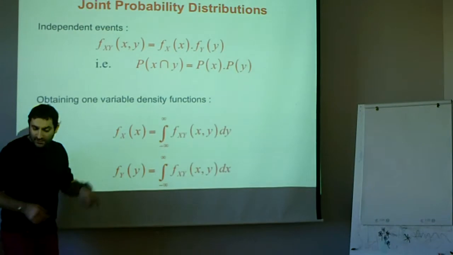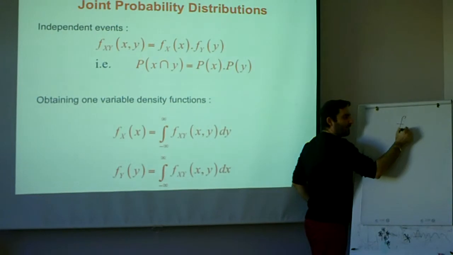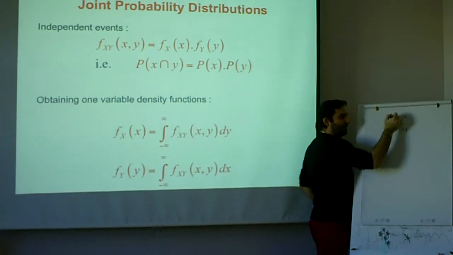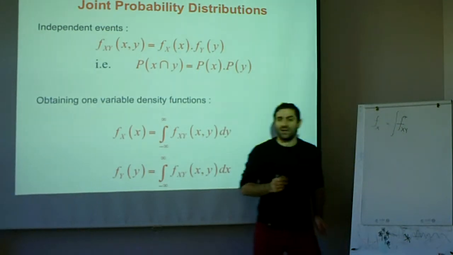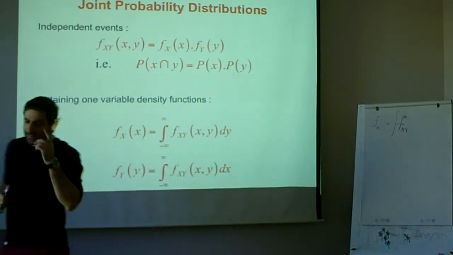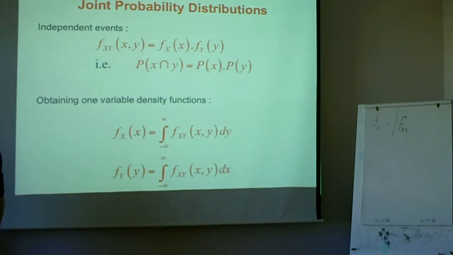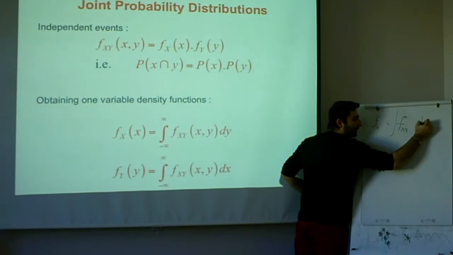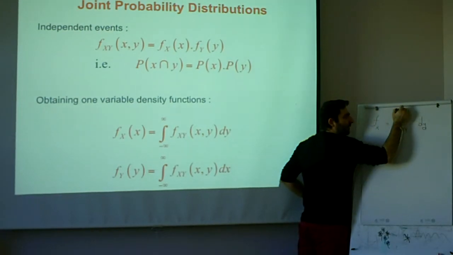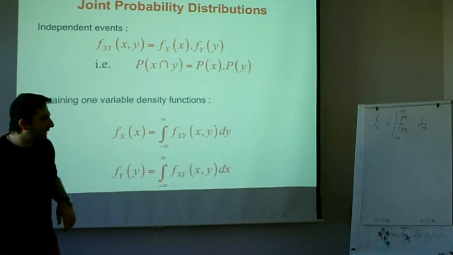If I want to find, look, what I have in my hand is f of x and y. And what I want to get is f of x. Which variable do I have to keep, Nastya? I have f of x and y, and I want to get f of x. Which random variable do I have to keep? Y. I have to keep y. So how do I keep it? By integrating on y from minus infinity to plus infinity. So this will result in getting f of x.